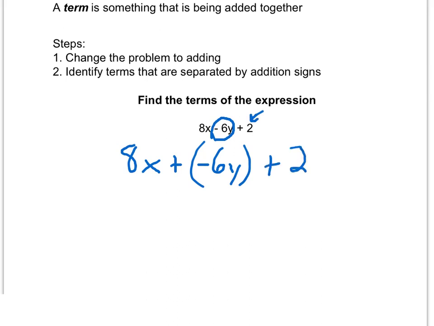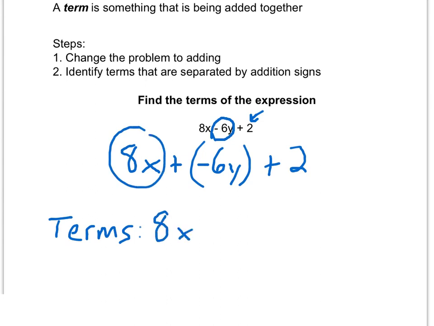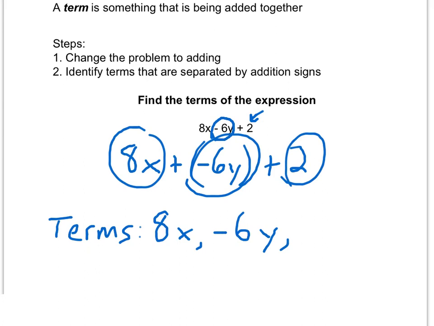Now, my terms are the things I'm adding together. Well, here's one thing. 8x is a term. Negative 6y is a term. And 2 is a term. It's the things that are separated by these addition signs. That's what terms are.